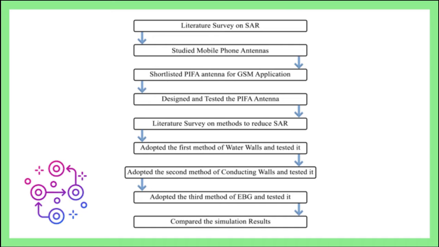We then did some research on methods to reduce SAR. Then we implemented the first method of water walls and tested it. Then we adopted the second method of conducting walls and then tested it. After implementing the first two methods, we then implemented the third method of EBG. After all the implementation, we compared the simulation results.